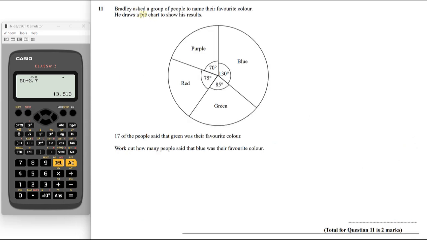Question 11. Bradley asked a group of people to name their favourite colour. He draws a pie chart to show his results. 17 of the people said that green was their favourite colour.